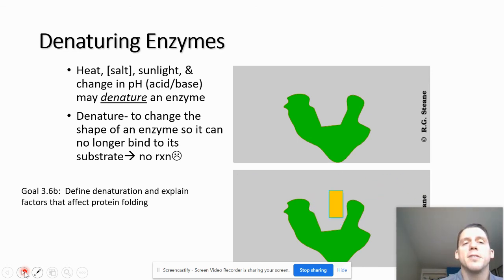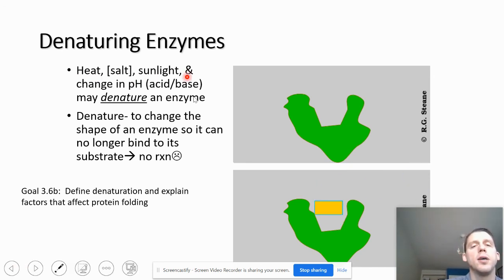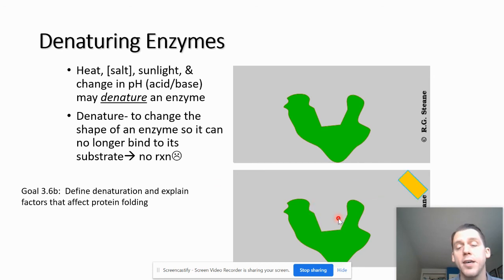Just like with proteins, things like heat, salt concentration, sunlight, pH, like in the presence of an acid or a base, these things can denature an enzyme. They can cause an enzyme to become the wrong shape. And if they become the wrong shape, then substrates, like you see this substrate is trying to fit in, but it cannot. If the shape is wrong, then substrates will not fit into the active site and no reaction happens. And that is really, really bad for living things. We need proper enzymes.